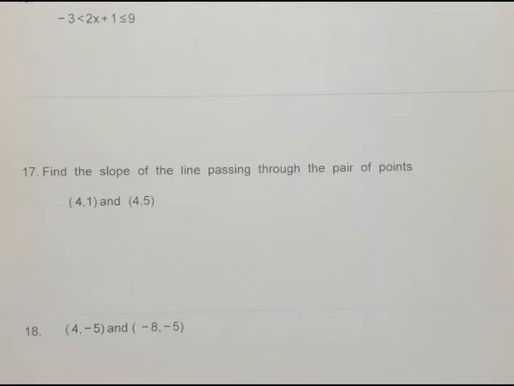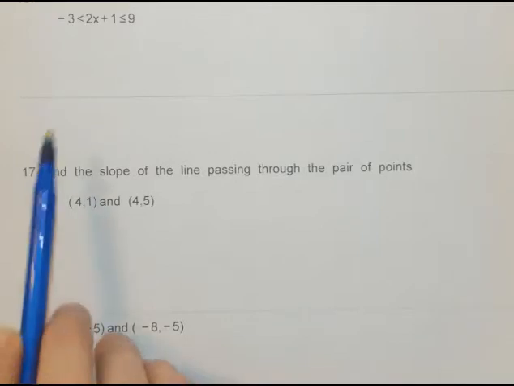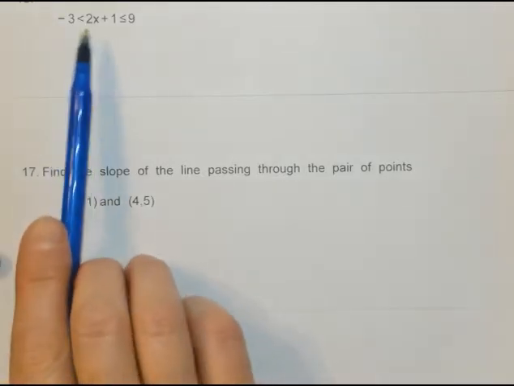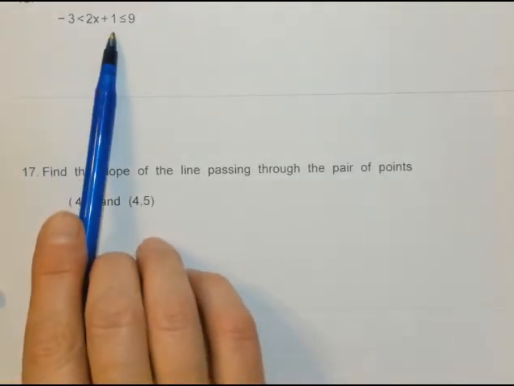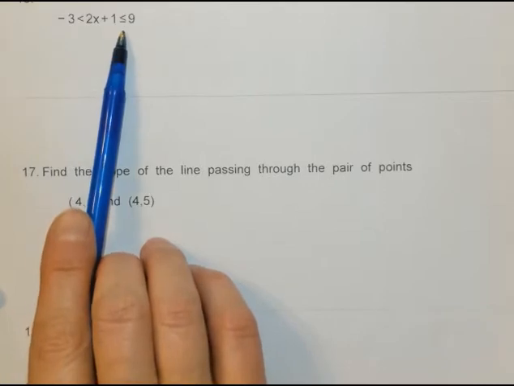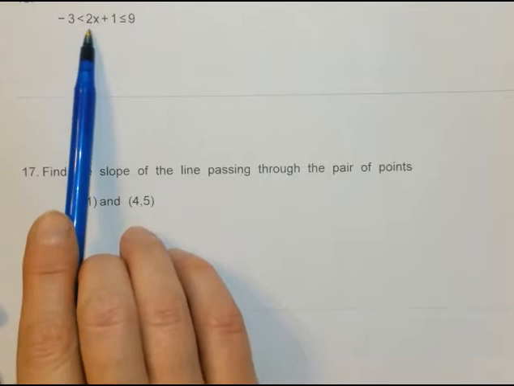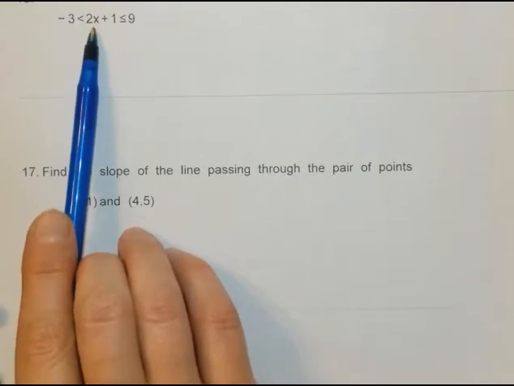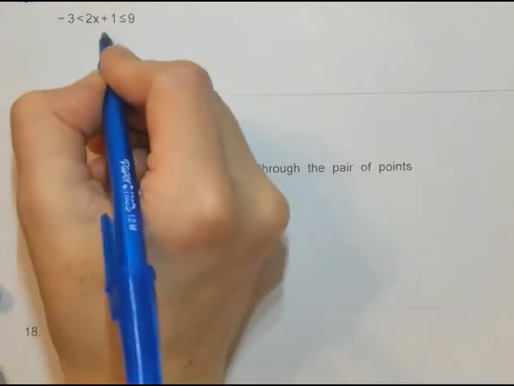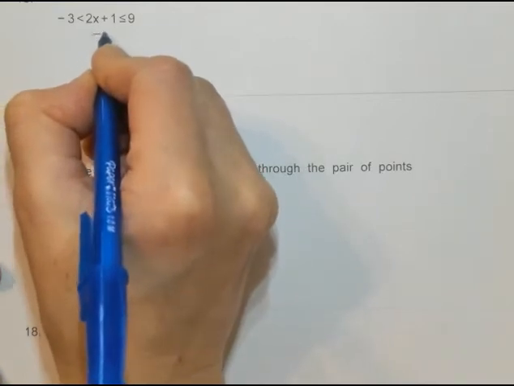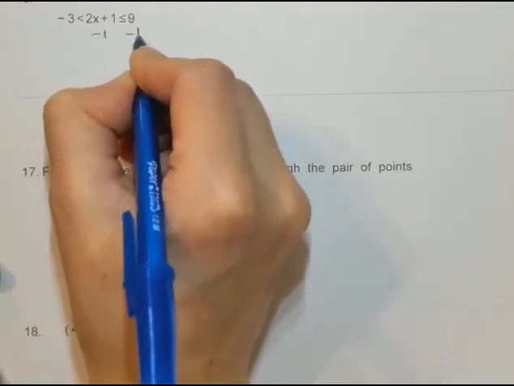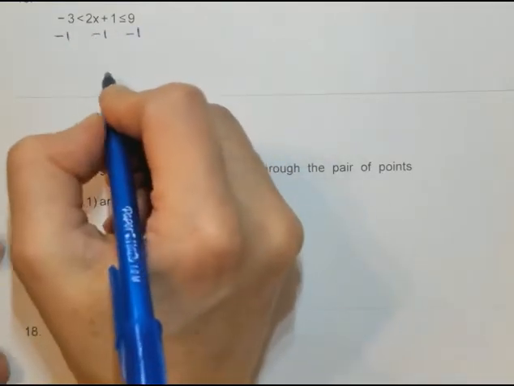We continue the review with another compound inequality. 2x plus 1 is greater than negative 3 and less than or equal to 9. So the procedure is the same. We isolate the variable x in the middle. First we subtract 1 from all three parts of the inequality.